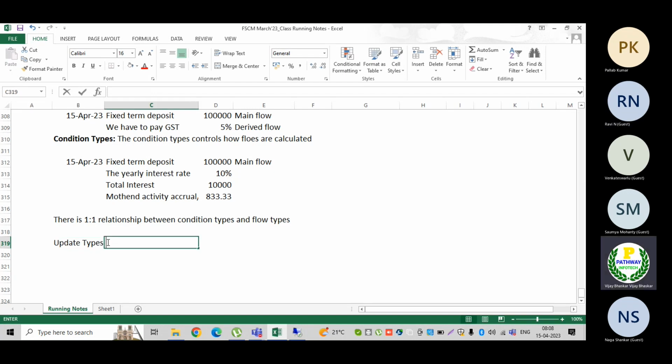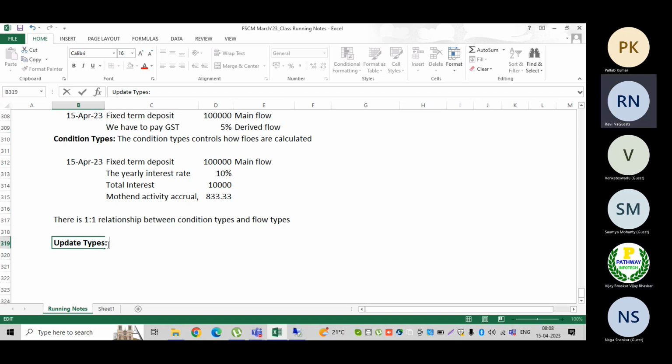See, no need to take any note because I have already prepared a document. In that document, you will see more and more. It is for all. Do not take any note. Just concentrate here. Then update types.